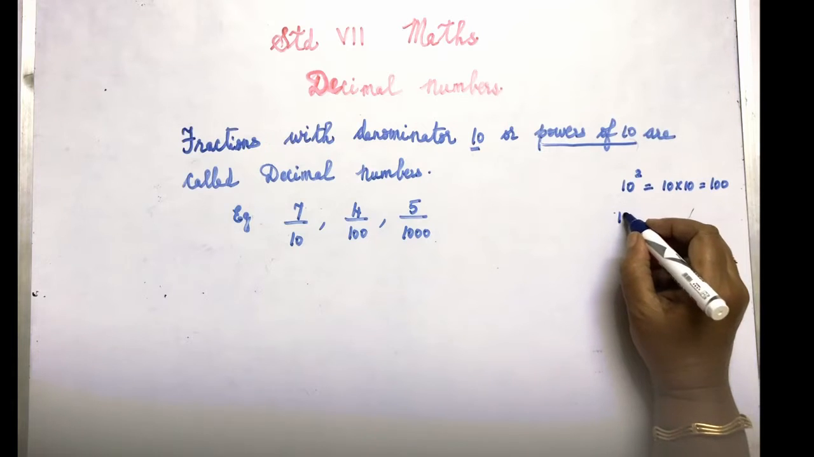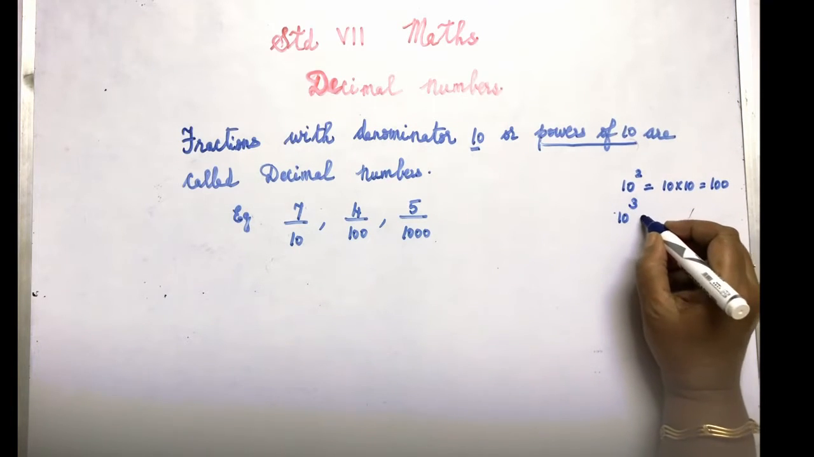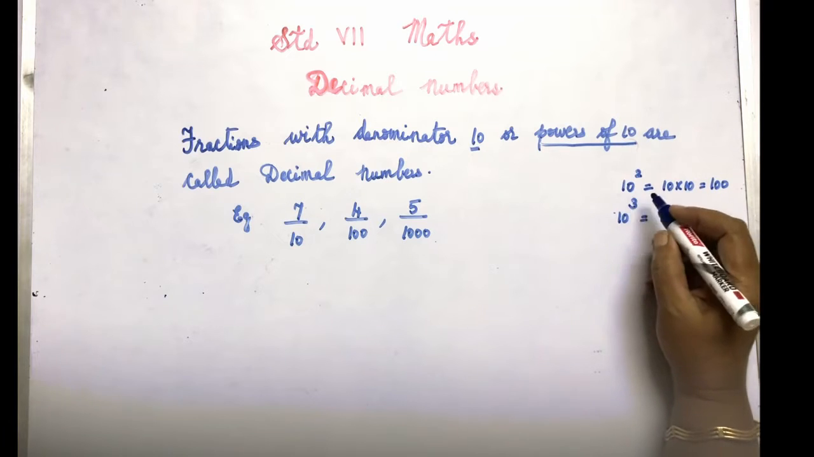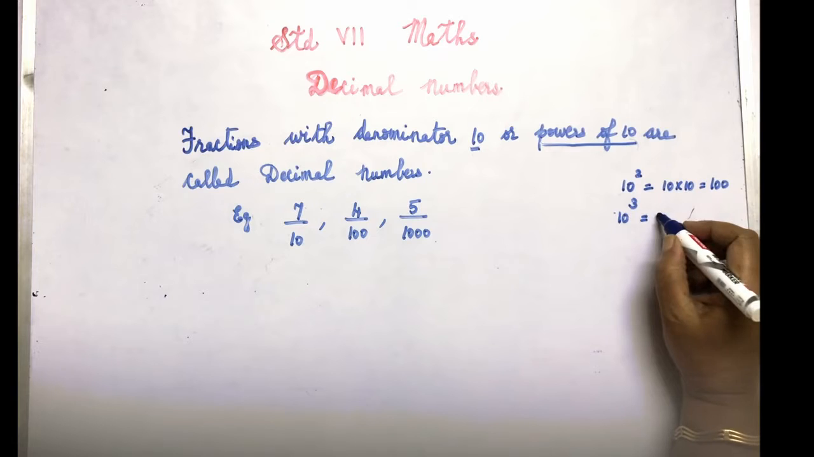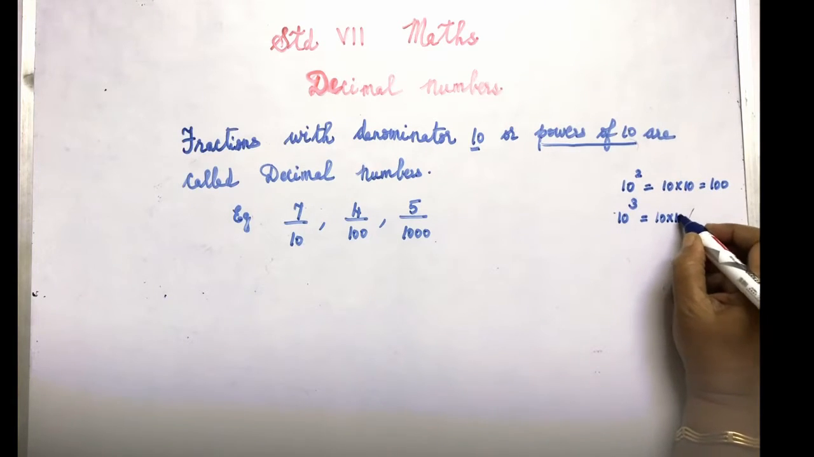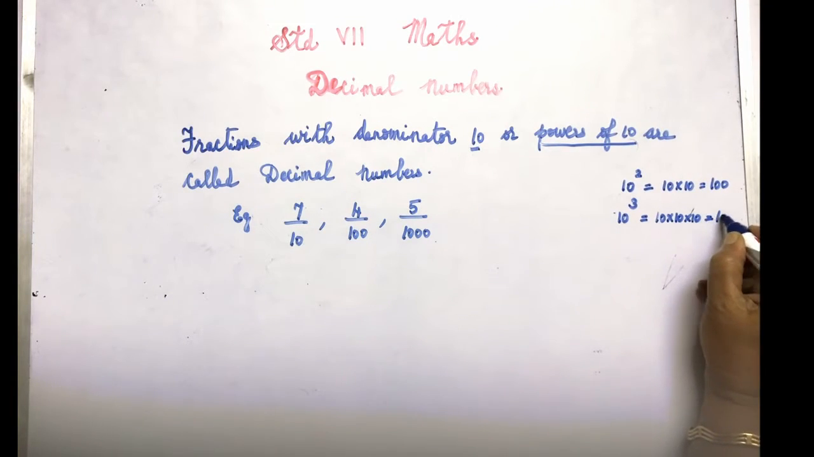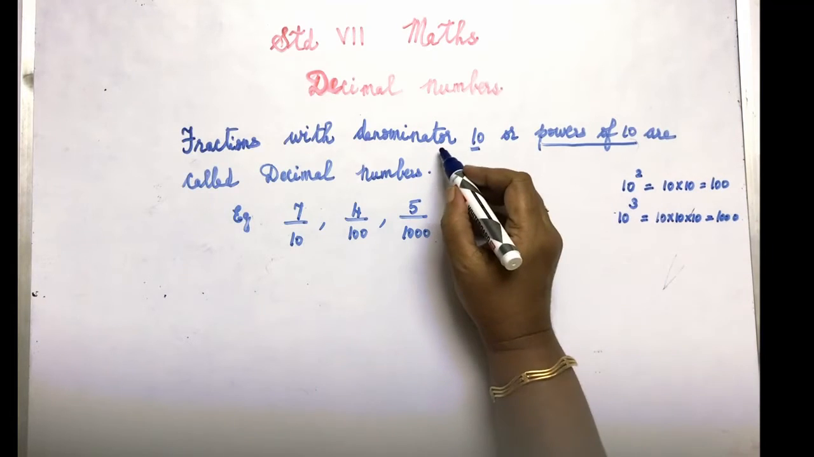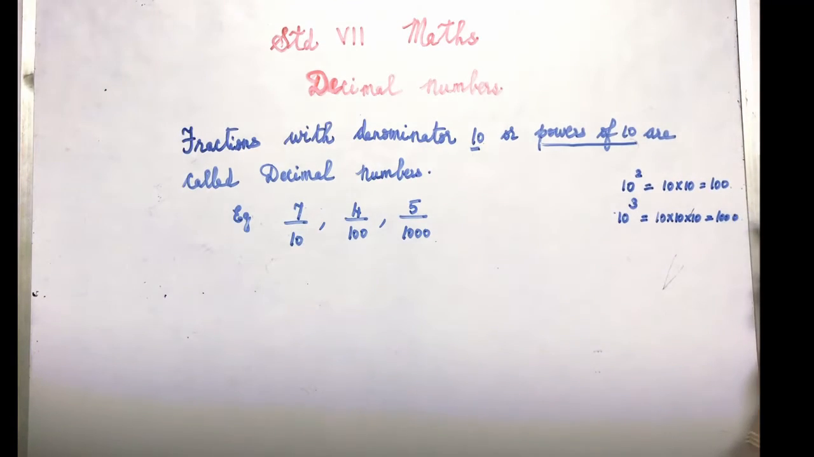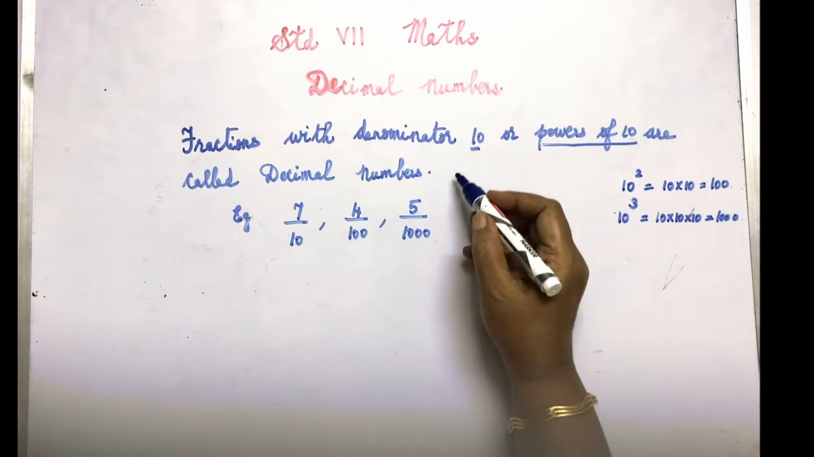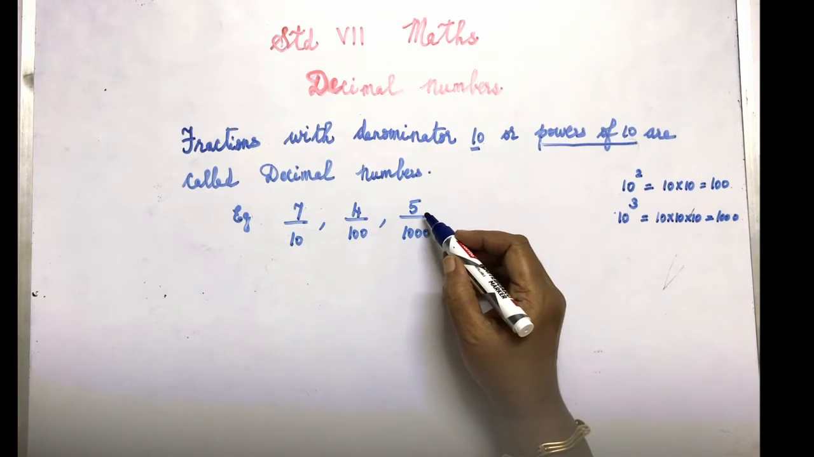And here 10 power 3, 10 cube. The number which we write on the top of any number is called the power, and 10 cube means 10 into 10 into 10, that is 1000. So if the denominator is 10 or 100 or 1000 or 10,000, those fractions can be represented as decimal numbers.